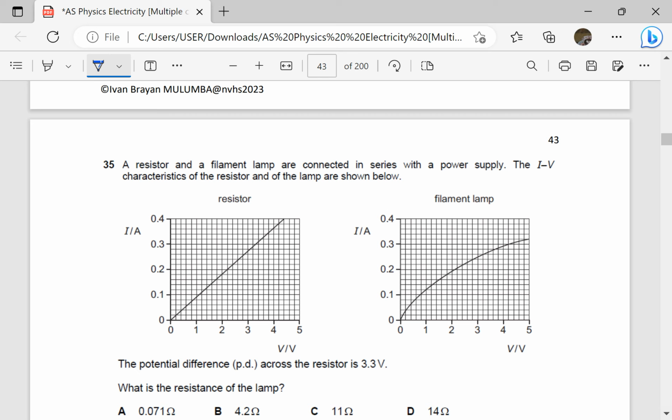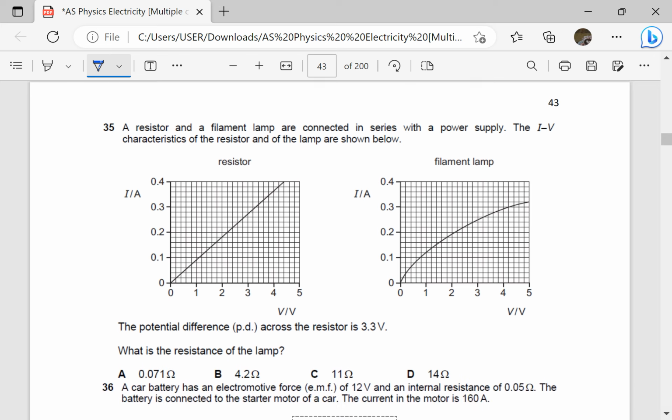A filament lamp can't be a straight line because as V increases, there comes a point when the lamp filament overheats. And if the lamp filament overheats, it means the temperature has increased, and temperature is directly proportional to resistance. So if the temperature increases, the resistance increases. That's why you see the graph tends to becoming horizontal.